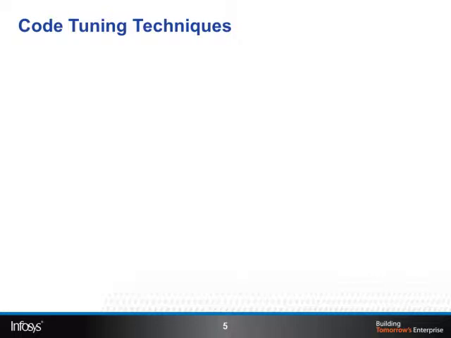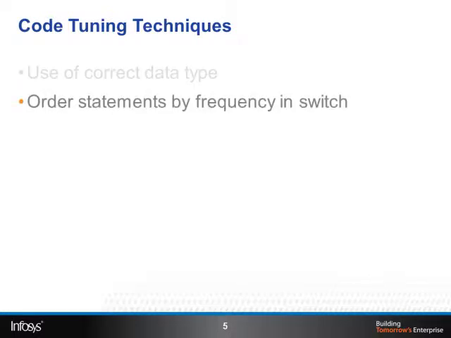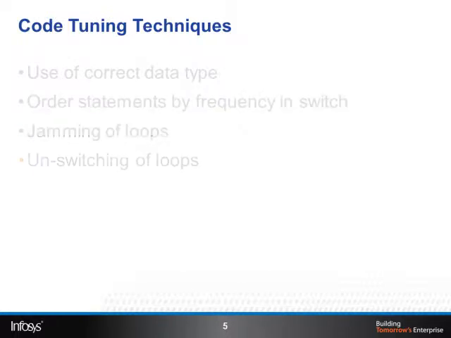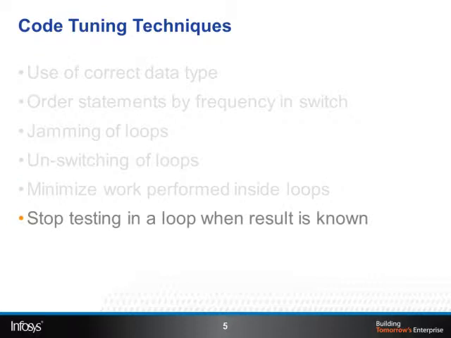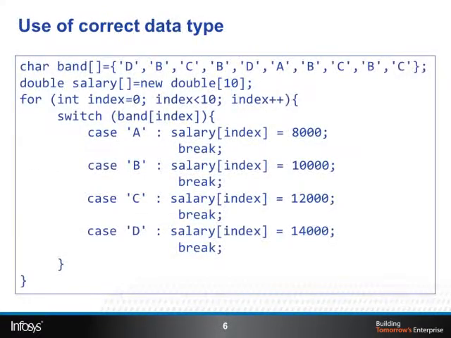These are use of correct data type, order statements by frequency in switch, jamming of loops, unswitching of loops, minimize work performed inside loops, stop testing in a loop when result is known. As an illustration, we will use Java language code for fine-tuning, but these techniques are applicable for all the programming languages. The first technique is use of correct data type.